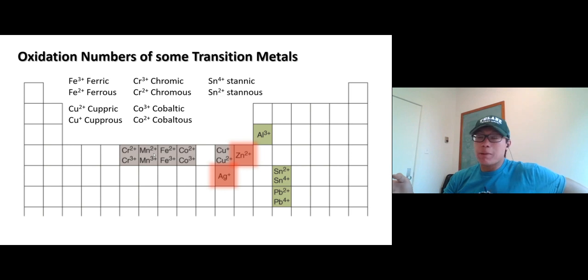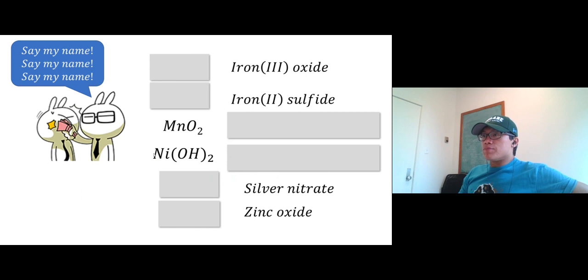Memorize that. I'm sorry, but you have to, because there's no way you can know this. You have to memorize this. Apart from all the transition metals, zinc and silver: zinc is always +2 and silver is always +1. Remember that.